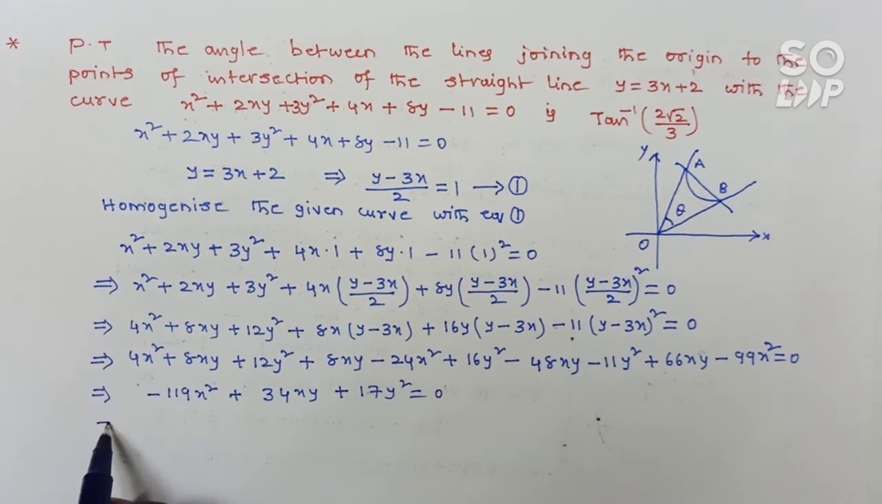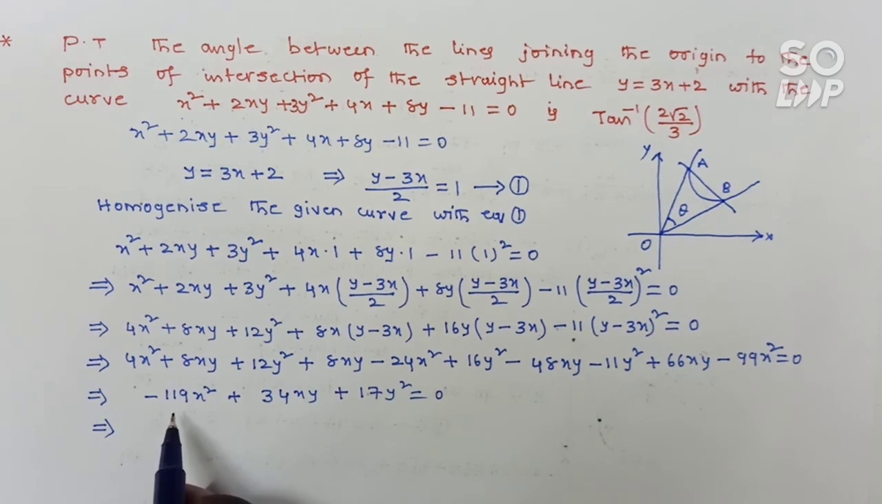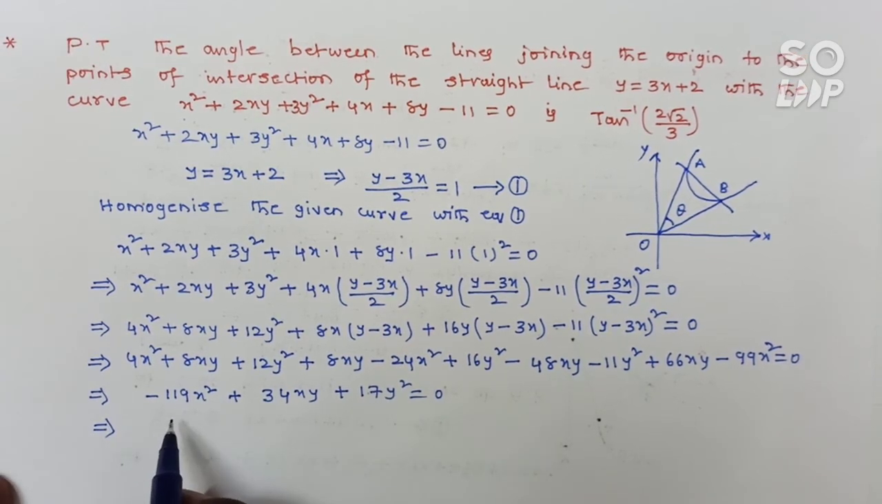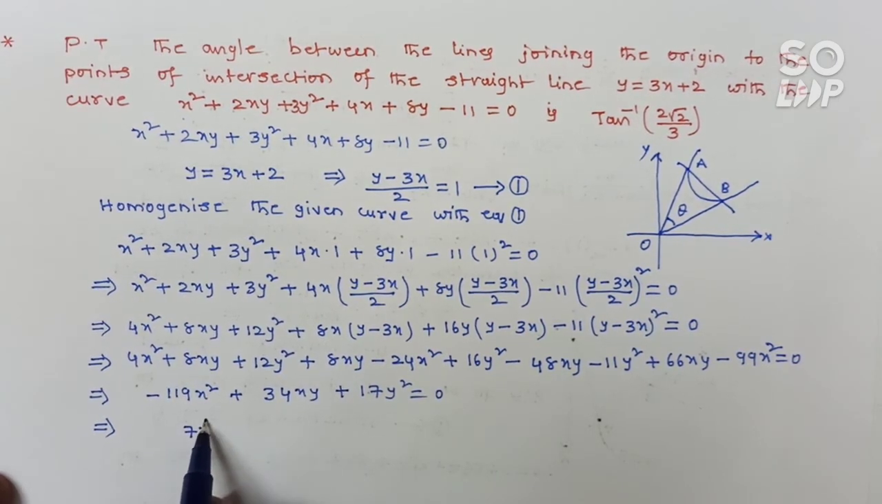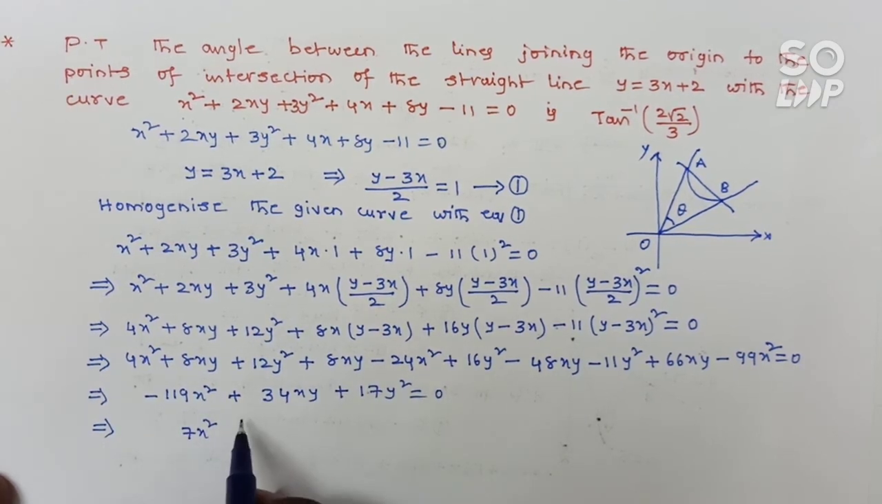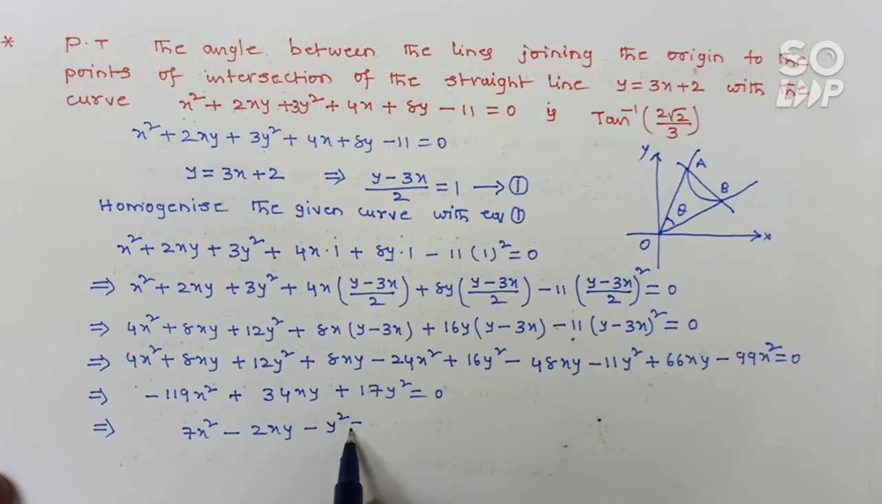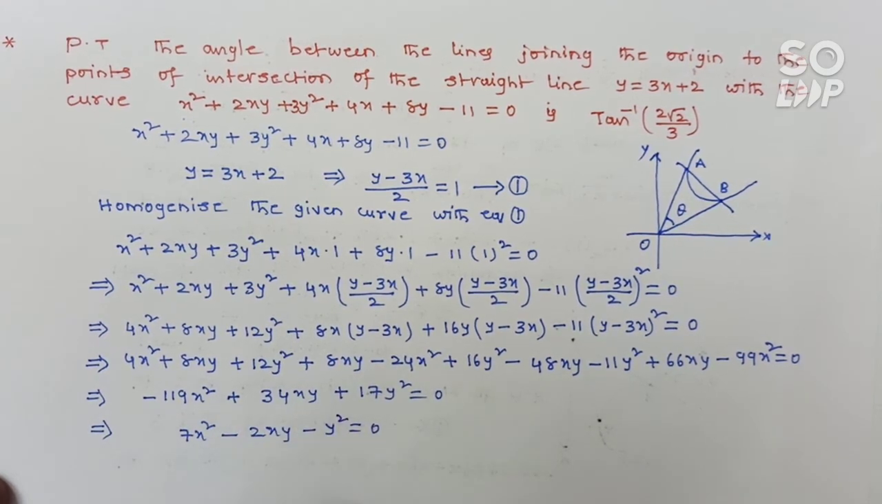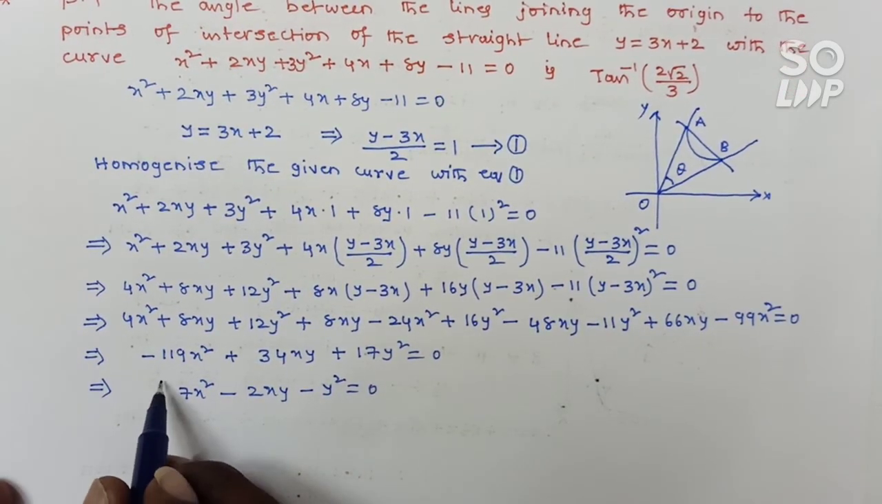Now here you divide with minus 17. 17 sevens are 119. So this divided by minus 17 gives 7x² minus 2xy minus y² is equal to 0.